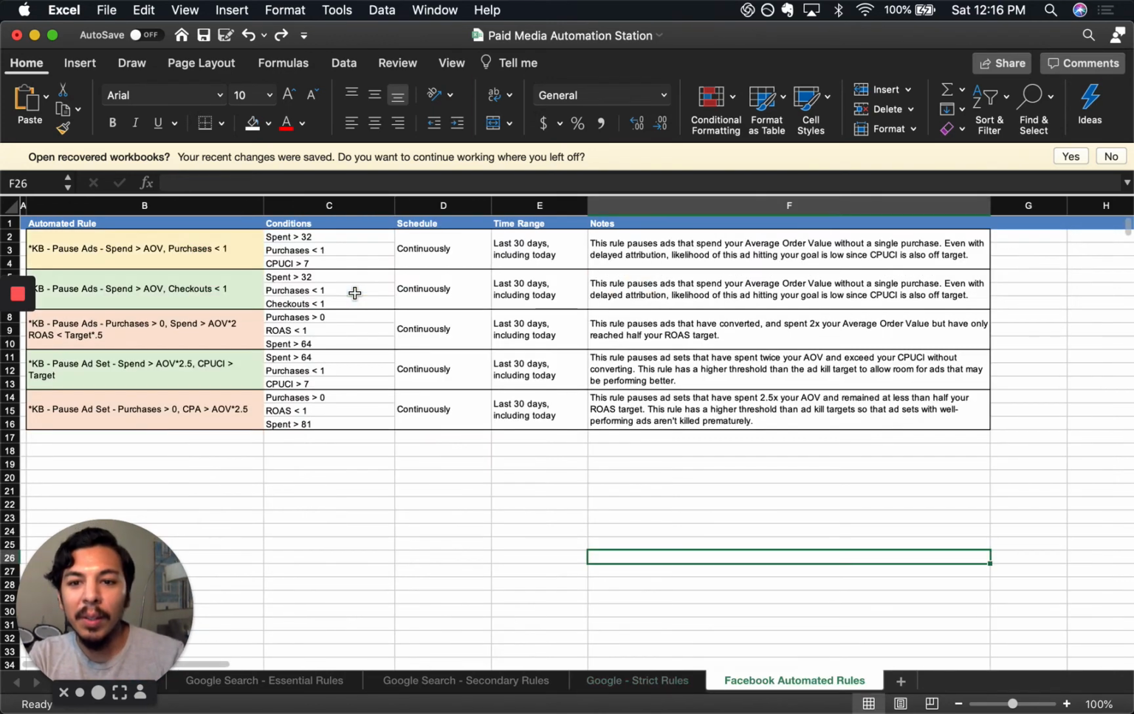And then looking at Facebook, it's a much shorter list, but there's also some more criteria here because, as we mentioned at the beginning of the video, we also have our unique checkout rules baked into this system. And so we talked about this in the video on Facebook automated rules, but the scheduling here does work differently. As opposed to daily, I tend to run these rules continuously, which for Facebook is about every 30 minutes.